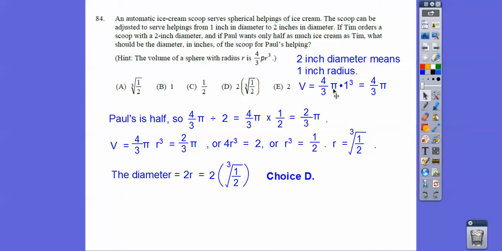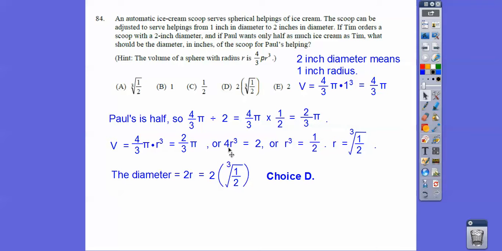2 inches in diameter means a 1-inch radius. So Tim's is going to be 4/3 pi times 1 cubed, which is just 4/3 pi. Paul is half of that, so when you divide that by 2, it's 2/3 pi. So the volume equals 4/3 pi r cubed. I forgot to put a little multiplication symbol in there. Let me do that. Pi times r cubed, and then that equals 2/3 pi. That's what Paul's is.